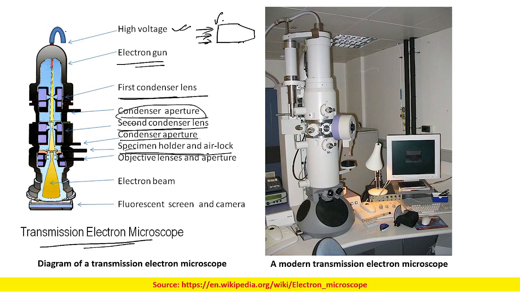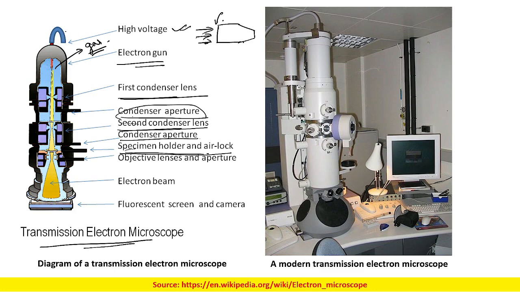Now this specimen holder and the air lock is basically a separate system, totally different from the electron gun. The reason being, the electron gun should always have a high vacuum. Why? If you have gas particles within this system, there can be two phenomena. The first is that the presence of gas increases the chances of arc formation, and there will be some sparks generated.